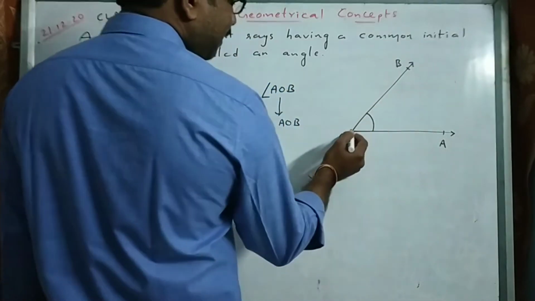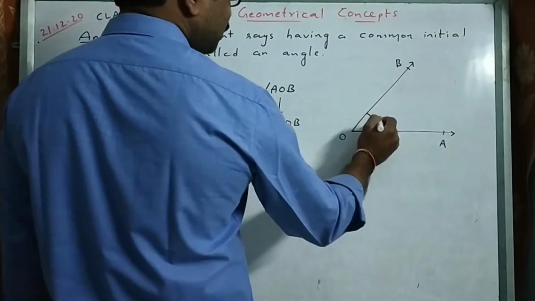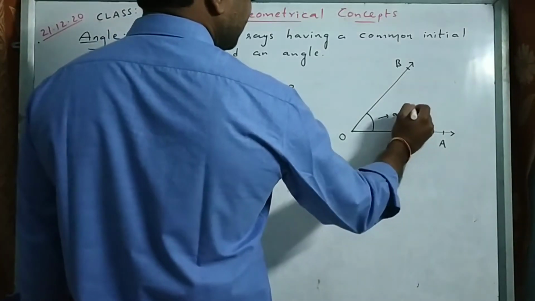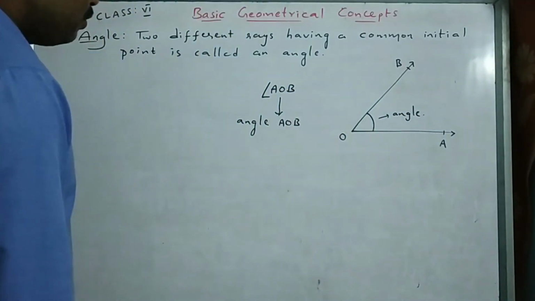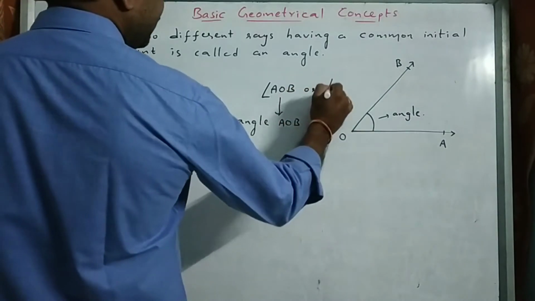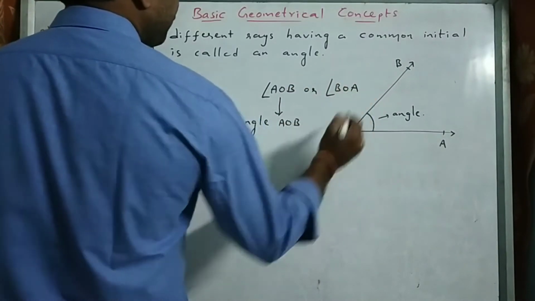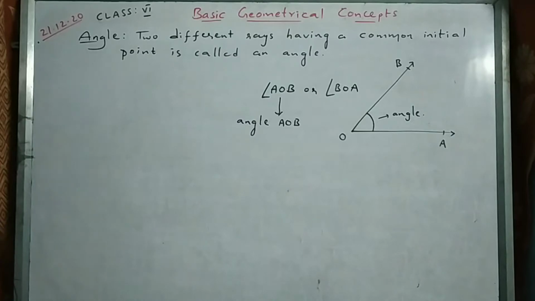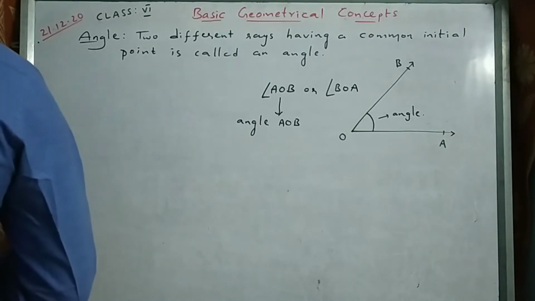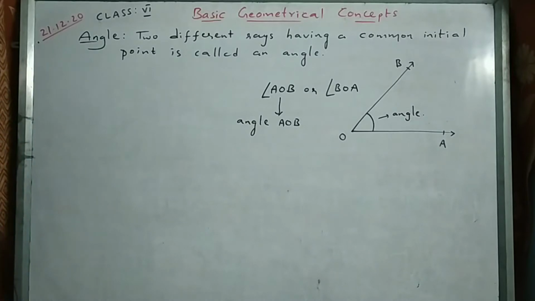Two rays having a common initial point is called an angle. Angle AOB, or we can write angle BOA also. Nothing will happen, both are the same. Angle AOB or angle BOA. Okay, no problem. Now, two different rays having a common initial point is called an angle. Let us see now the types of angles.